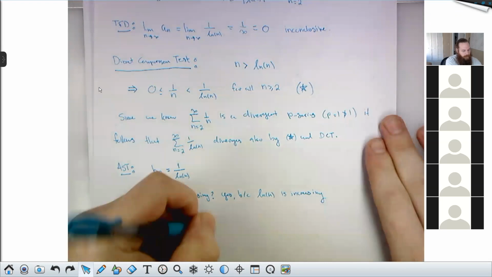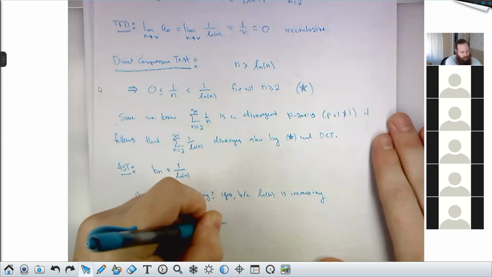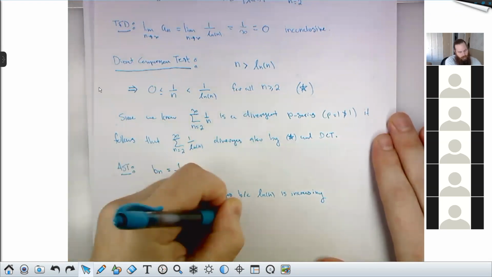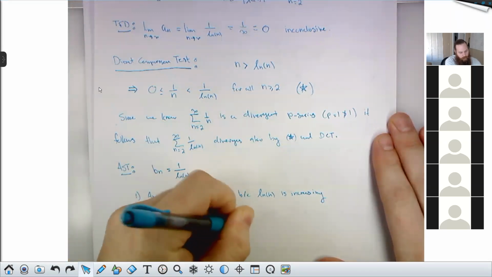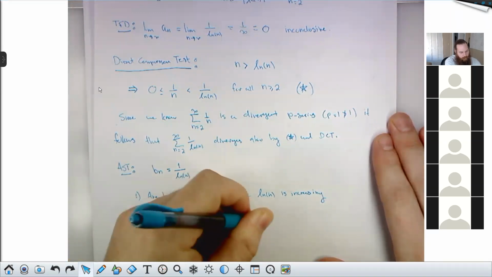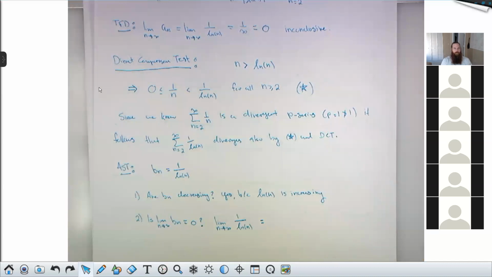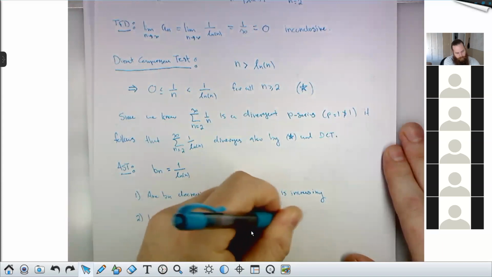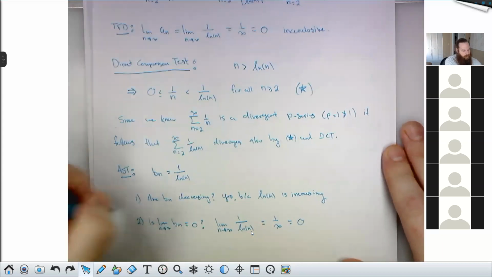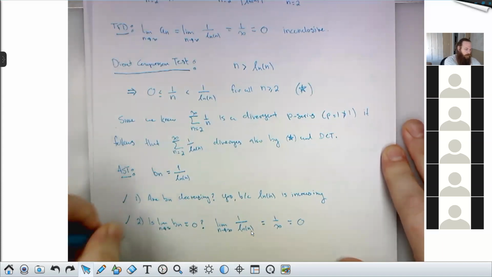What about the limit of the BNs? The limit as n goes to infinity of 1 over the natural log of n. What is that? It's actually visible on the page. 0. Yeah, 0, right? Natural log of n goes to infinity with n, albeit slowly. So this is 1 over infinity, which is 0. So yep, both of these things are true.